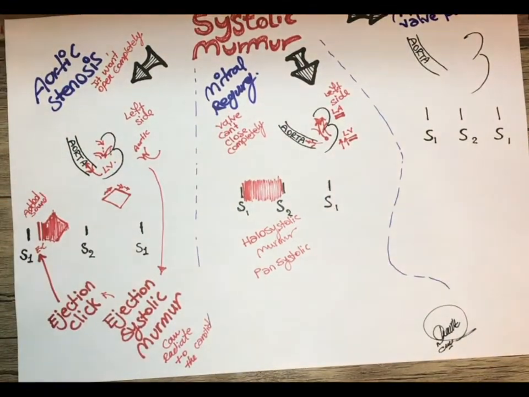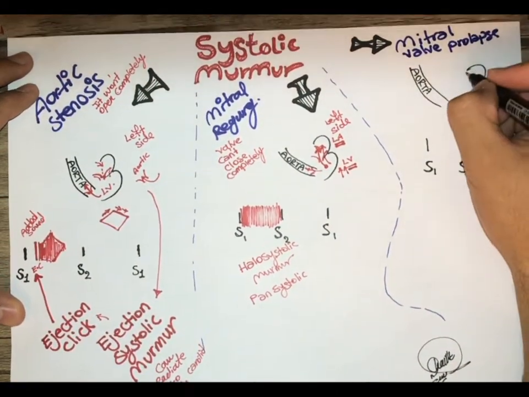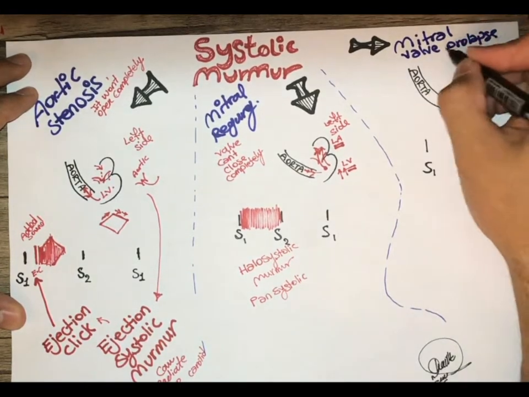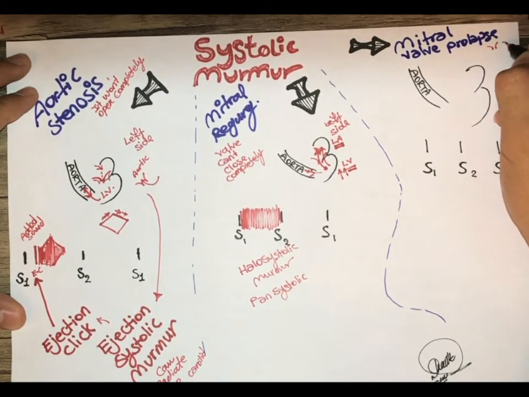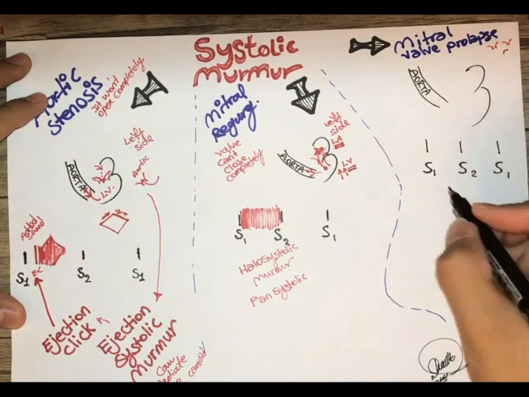What is the idea here? The idea here is that the mitral valve will be opened and closed normally, but when it's closed, one of the cusps, or maybe two according to the severity, will open, as we will see here.